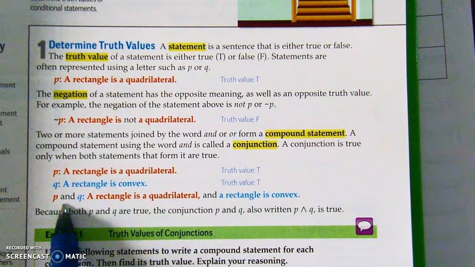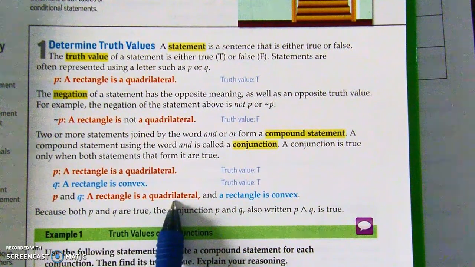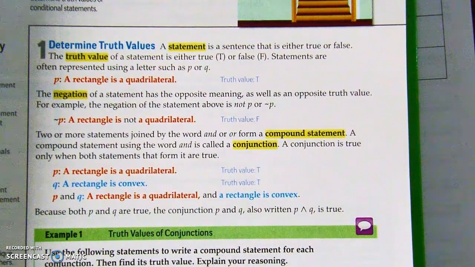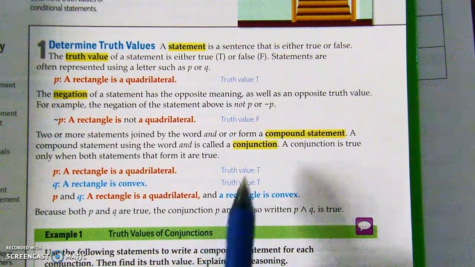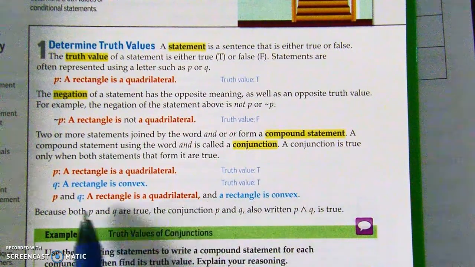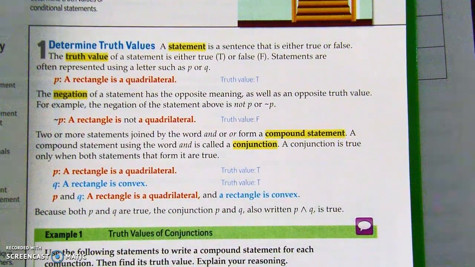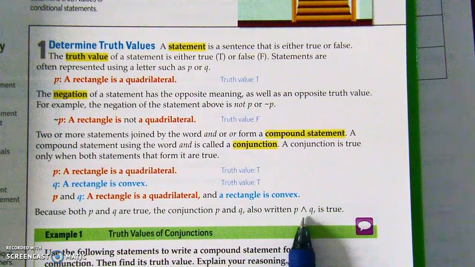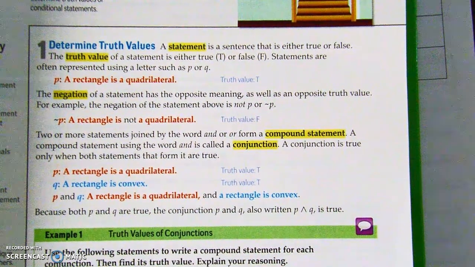Now, if we do the "and" statement: a rectangle is a quadrilateral, and a rectangle is convex. So that is our compound statement. It's a conjunction because it has an "and" in here. And we know that both of them are true, so the whole statement is going to be true. Because both P and Q are true, the conjunction P and Q, also written with the Christmas tree or upside down V, or however you want to call it, is true. Okay, so that's our biggest thing on this one.